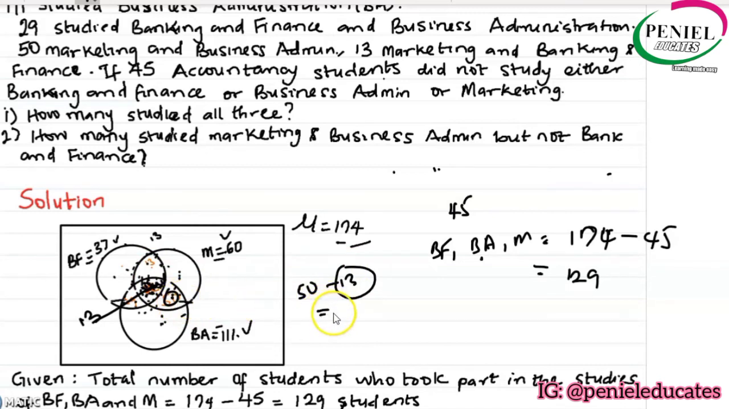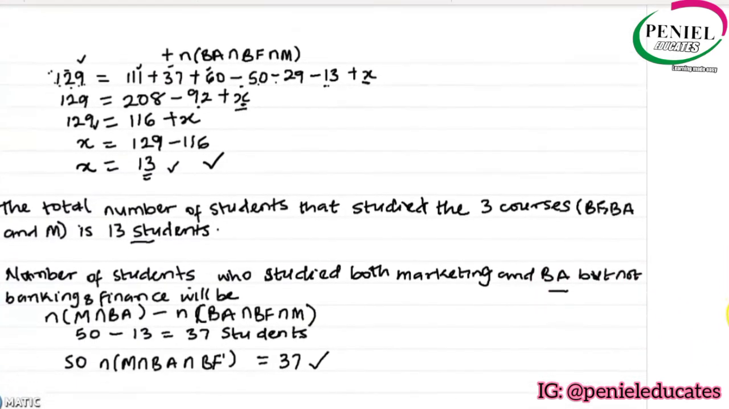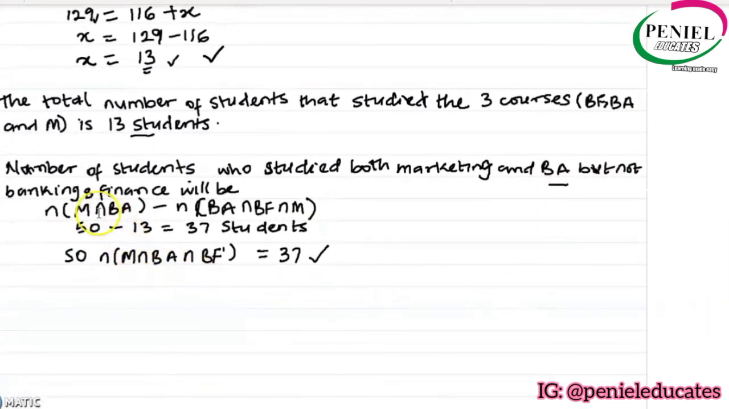So if you do 50 minus 13, that will give 37, and that's the reason why we have that particular intersect to be 37. That is the M intersect BA. That's what we're looking at. So we need to subtract it from all the students that study everything.